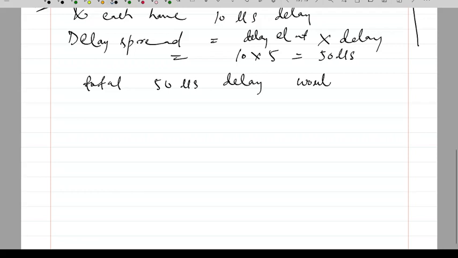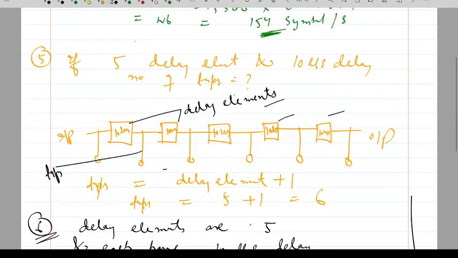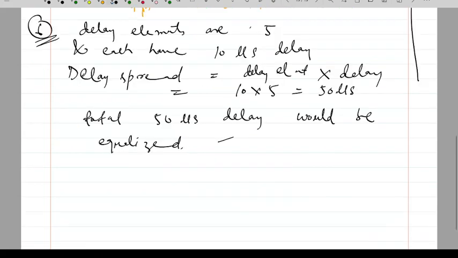Excess of this 50 microsecond delay could not be equalized because there are only these 5 delay elements and each has 10 microsecond delay. So if we calculate this, the total delay spread is 50 microseconds. So only 50 microsecond delay could be equalized.